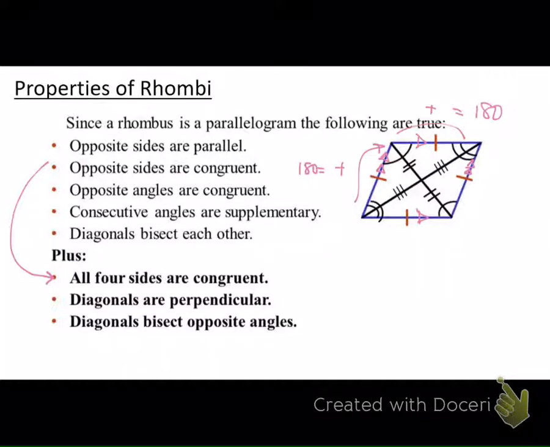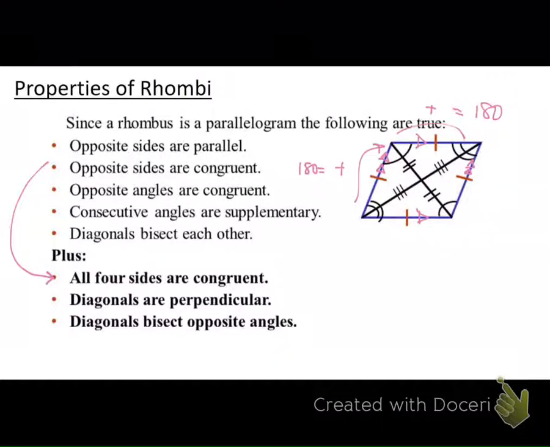Casey? It's literally a parallelogram with four sides the same. Because it's a more specific parallelogram, it has four congruent sides. That's what makes it a rhombus. No, it has two sets of opposite sides congruent. Does that make sense?